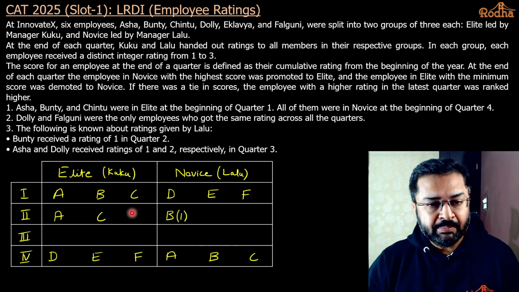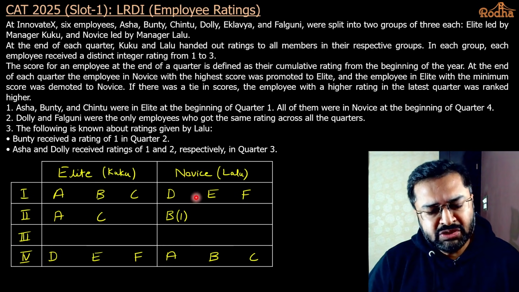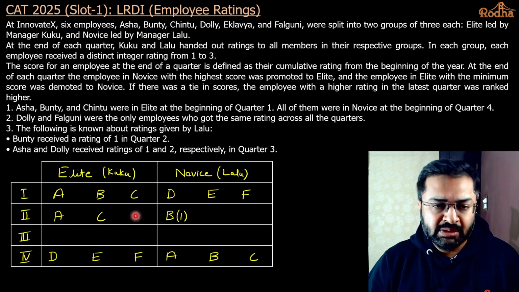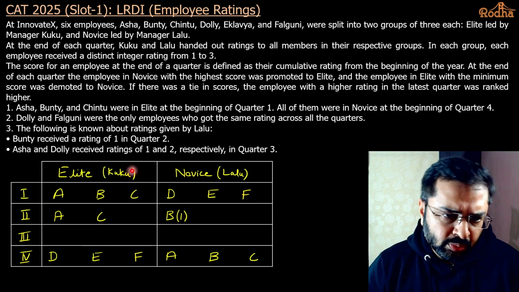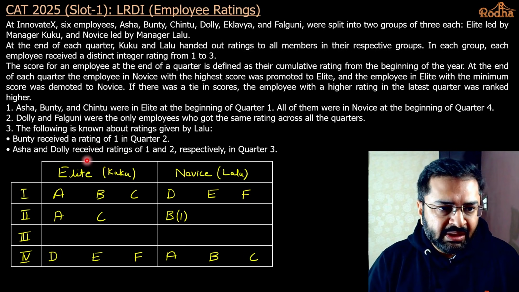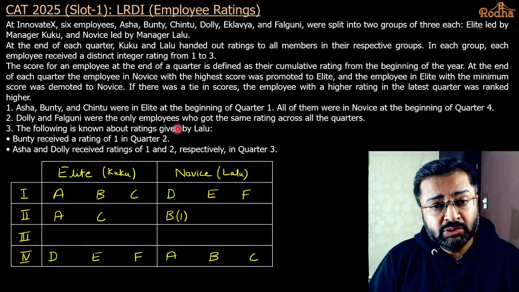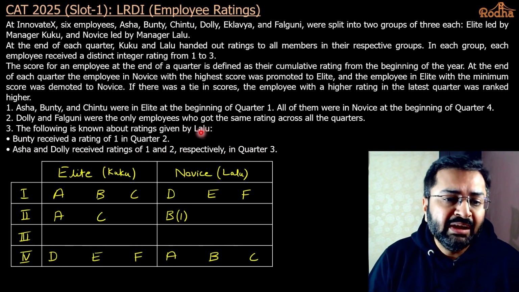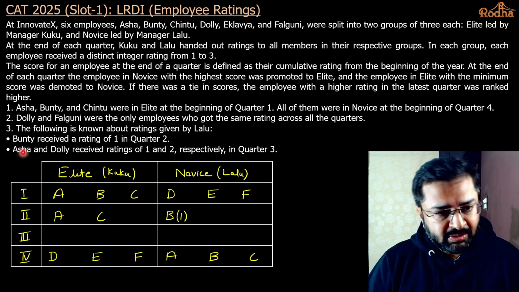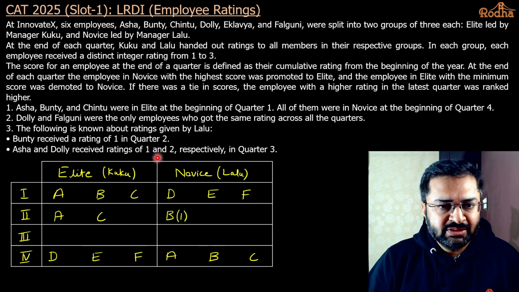And what must have happened? These A and C must have been joined by one of these three here, right? We don't know who, but let's just read further. A and D received ratings of 1 and 2 respectively in quarter 3. Now this is also the ratings given by Lalu only. So it's talking about A and D.